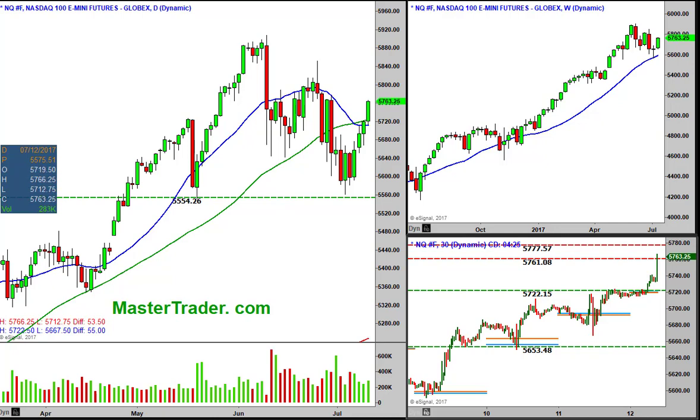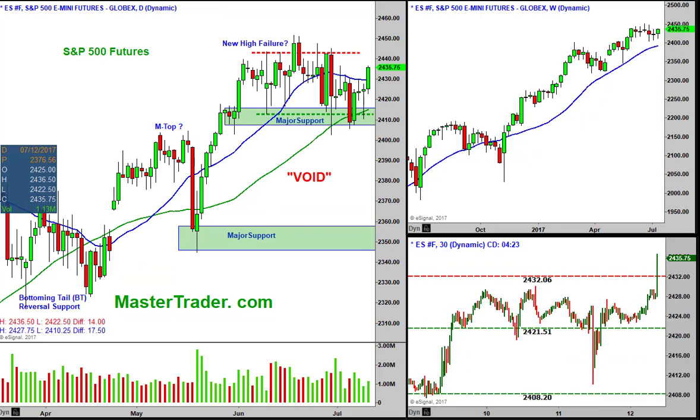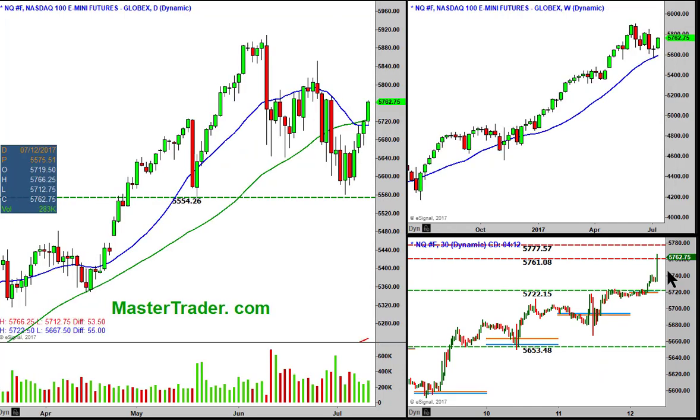Okay, so let's look at the S&Ps. They're up here today, breaking out above this resistance here, but not the kind of pattern like the Qs. You can go back and compare. All right, very different. All right, that is the money.